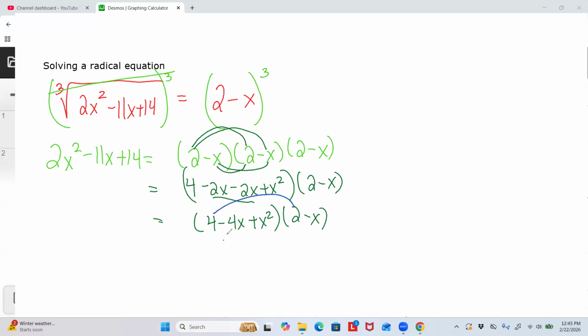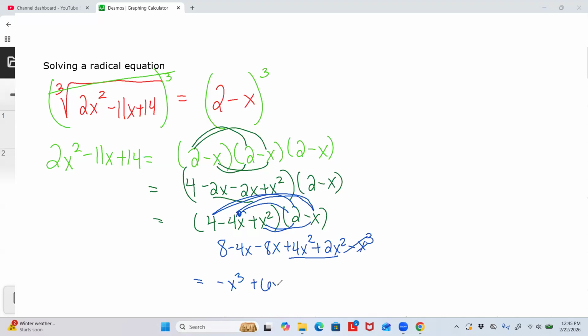4 times 2 is 8. That would be negative 4x. This one right here would be negative 8x. Positive 4x squared. And finally this would be positive 2x squared, negative x cubed, combining like terms and putting them in descending order. So negative x cubed, 6x squared, negative 12x, and positive 8. And this whole time, this one's just going to drop.